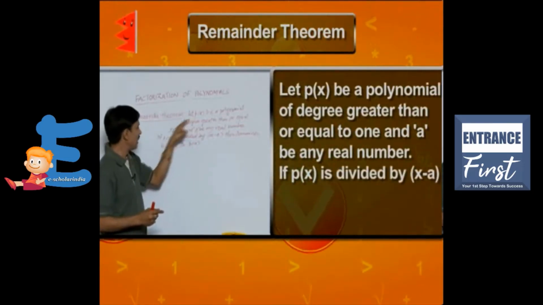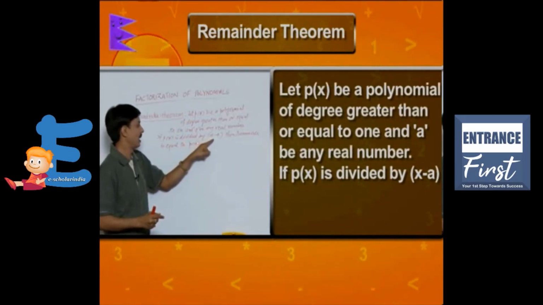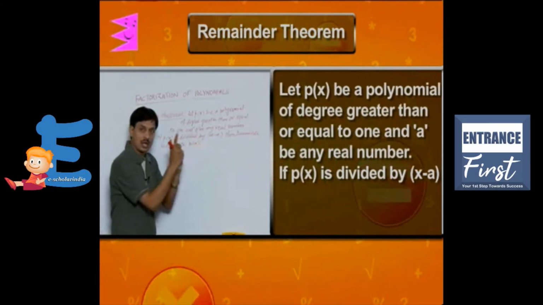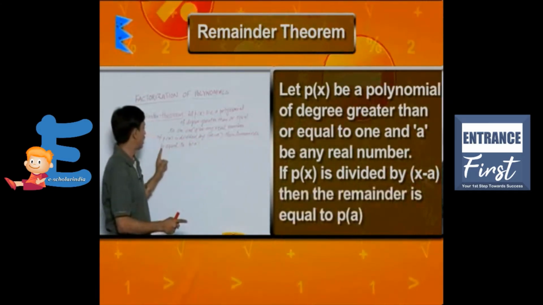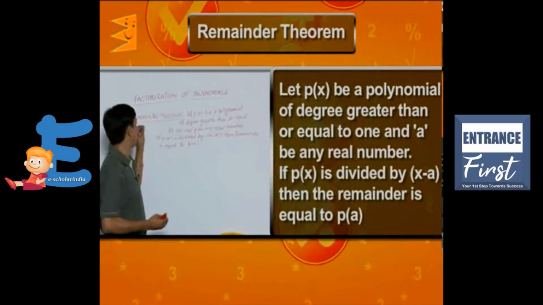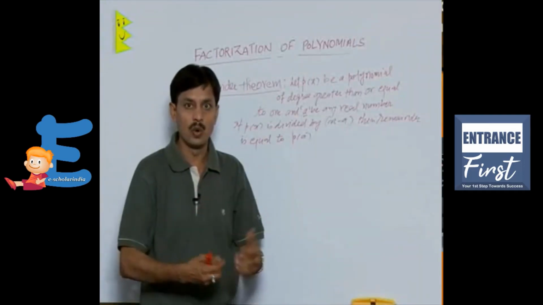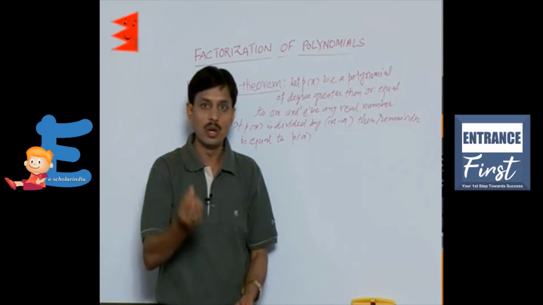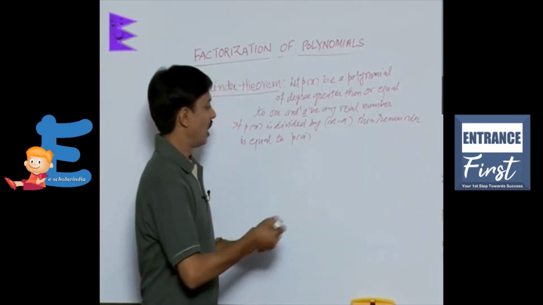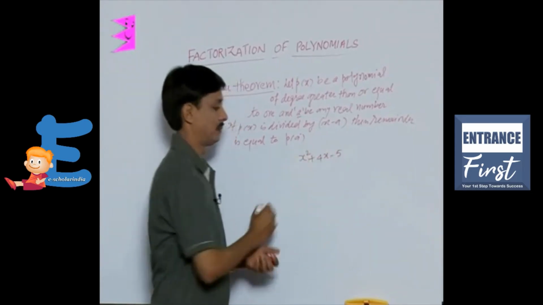If this P(x), that is the given polynomial, is divided by x minus a, then the remainder is equal to P of a. This is the statement of the remainder theorem. Before I give you the proof, I would like to share with you one example. Let us suppose x square plus 4x minus 5.